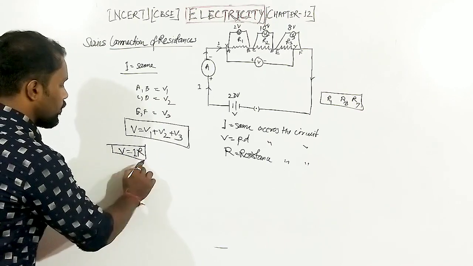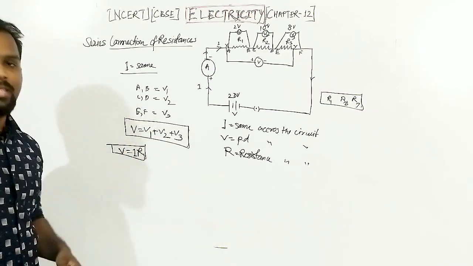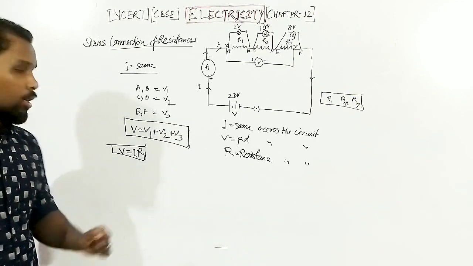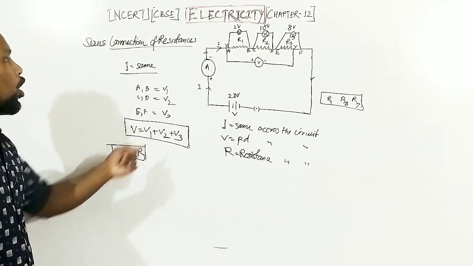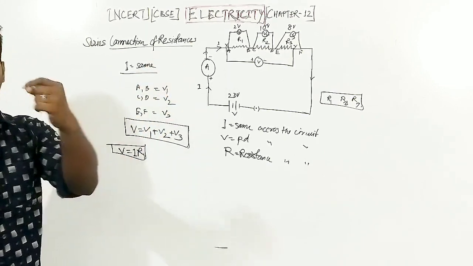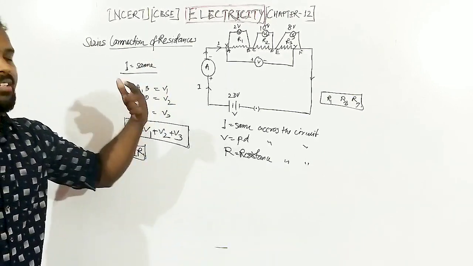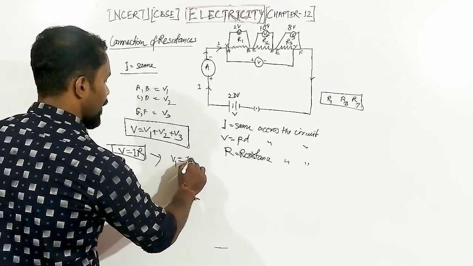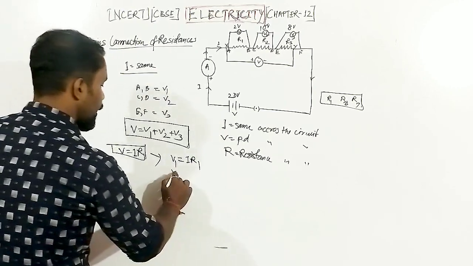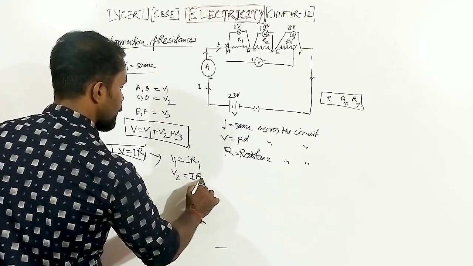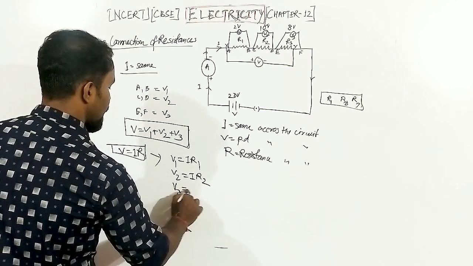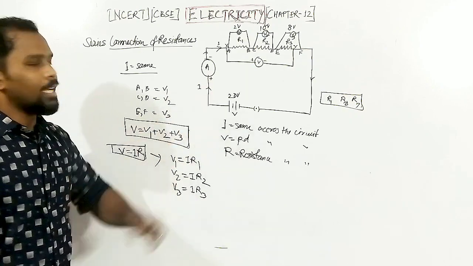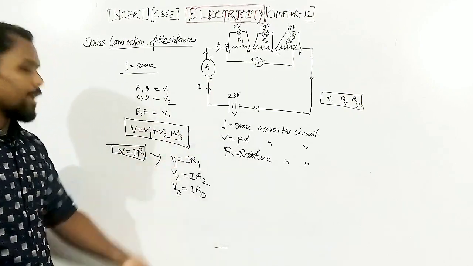This is the law that actually explains that R is the constant, and if you remove the constant, what is going to be there? V is proportional to I. That is Ohm's law. If we apply this law to all the 3 potentials, keeping I constant, the current is constant and resistances are different. So what are we going to get? We are going to get V1 equal to IR1, V2 equal to IR2, and V3 equal to what? IR3.